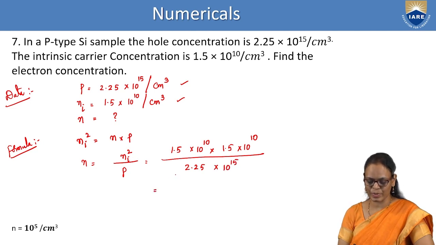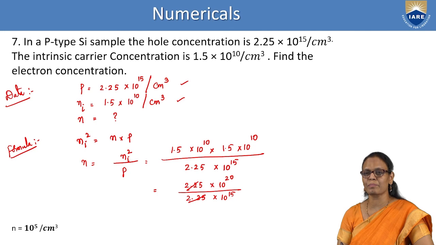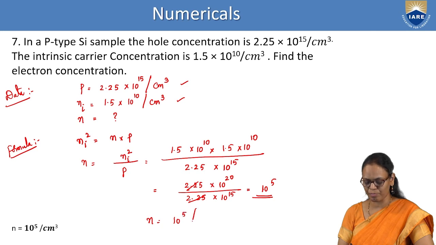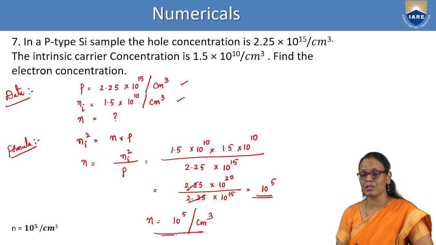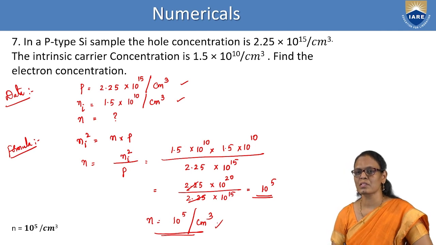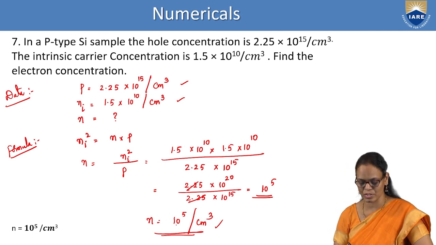Here we can simplify it very easily. 1.5 into 1.5 is 2.25. 10 power 10 into 10 power 10 is 10 power 20. Divided by 2.25 into 10 power 15. So this will get cancelled. 10 power 20 by 10 power 15, take to the numerator, 20 minus 15, we get 10 power 5. So this will give us N is equal to 10 power 5 per centimeter cube. So the answer also will be in CGS, that is per centimeter cube. So the concentration of electrons is 10 power 5 per centimeter cube.